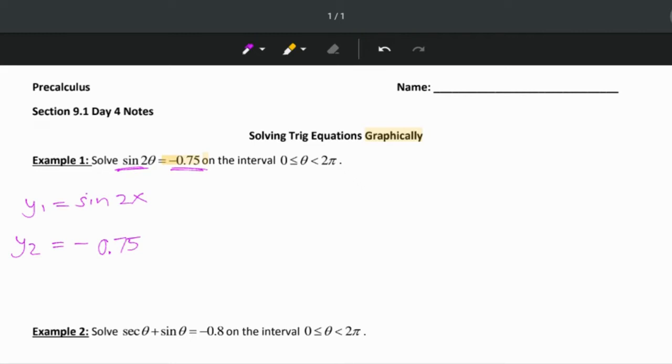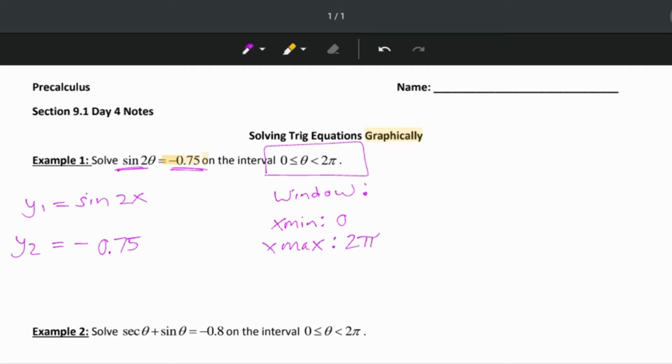All right, we also have to set our window. We only want the answers from 0 to 2 pi. If you don't set your window, you could see a ton of different answers, and we really only want the answers on 0 to 2 pi. So in our calculator, we definitely want to be careful to set the window. All right, and 0 to 2 pi, those are x values. So we're going to make our x min be at 0 and our x max be at 2 pi. That's the most important part of setting the window.